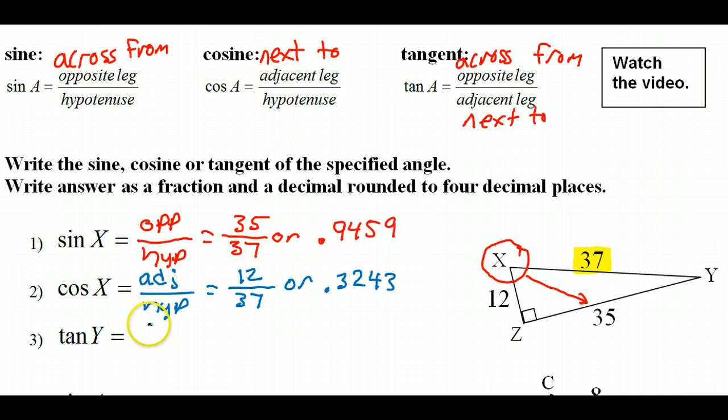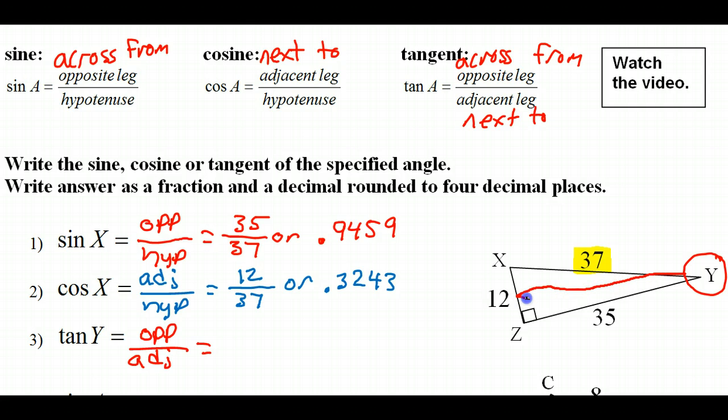What's the definition of tangent? Opposite leg over adjacent leg. So this time we're not dealing with the 37 at all. But be careful, something changed. The last 2 problems dealt with angle x. This time we're changing our perspective and looking at angle y. From the perspective of angle y, which leg is opposite angle y? The 12. The 12 is opposite because it's across from the y.